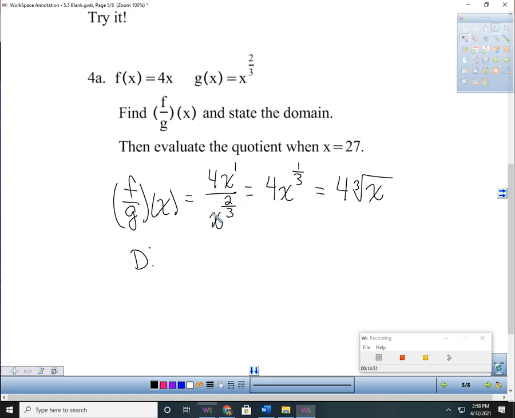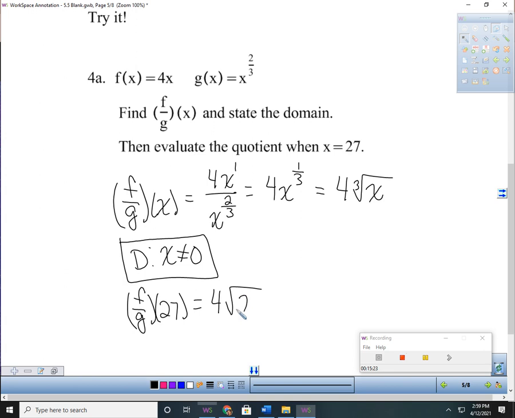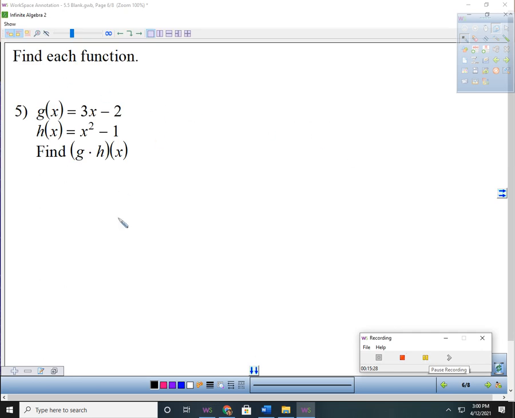So the only thing that x can't be would be 0, because 0 to the 2/3 would be 0 in my denominator. So x cannot be 0. And then we'll plug in the 27. So we get f divided by g of 27 is equal to 4 times the cubed root of 27, which is 12. So now we're going to throw in just a couple extra.